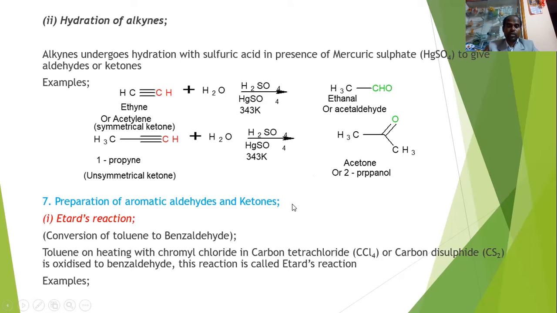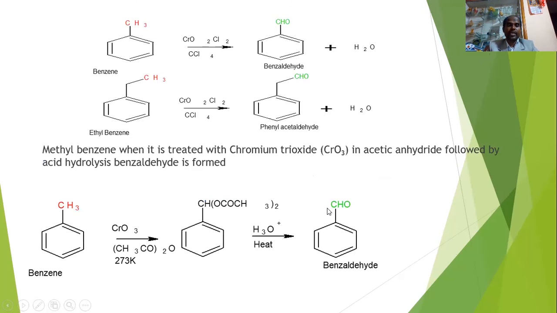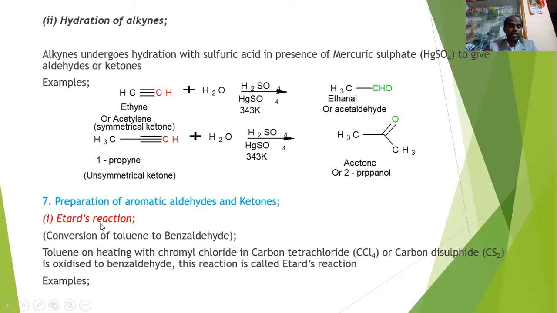Now onwards, let's look into the preparation of aromatic aldehydes and ketones, through a name reaction called the Etard reaction. The Etard reaction is the conversion of toluene to benzaldehyde. So toluene on heating with chromyl chloride, CrO2Cl2, in carbon tetrachloride, CCl4, which is a solvent, or carbon disulfide, CS2, is oxidized to benzaldehyde.